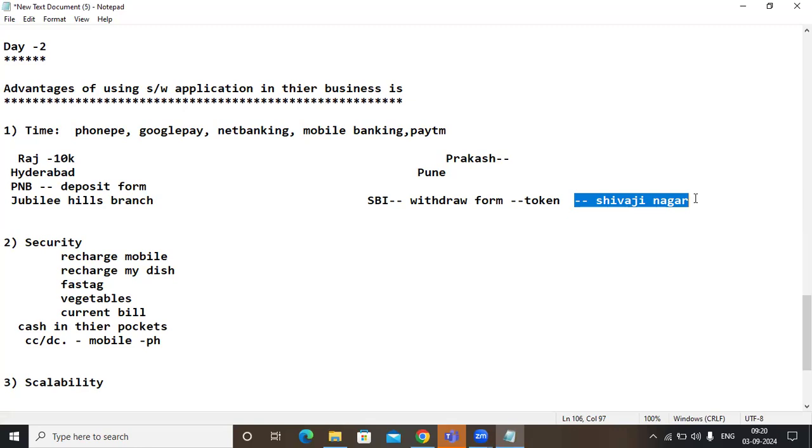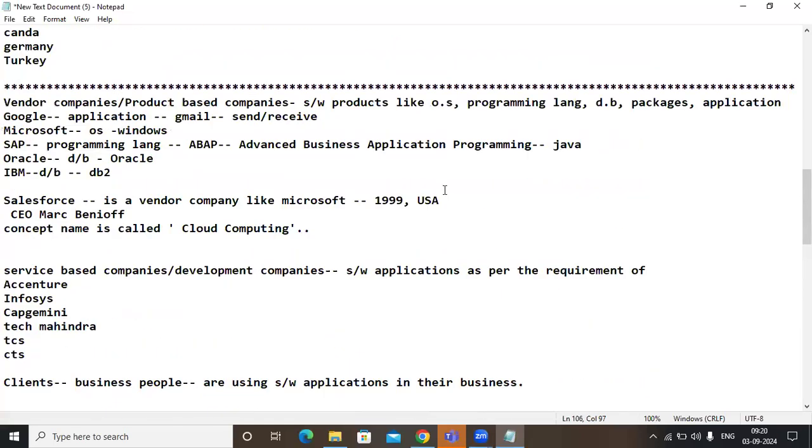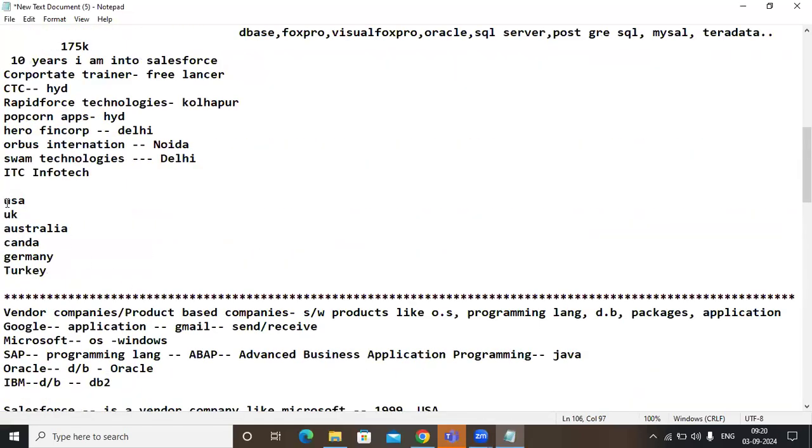But once software came into the market, we can integrate all the banks. We can integrate all the branches across the globe, across the world. Understand everyone? As I said yesterday, I used to take online sessions for people from different countries. Remember, yesterday I told you. So I'm living in the US, like Atifa, and attending my training sessions. If you want to pay the fees to me, would he come to Hyderabad from the US to pay the fees?